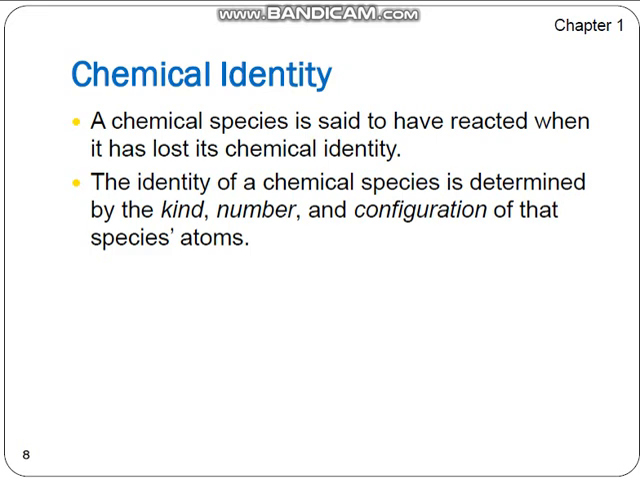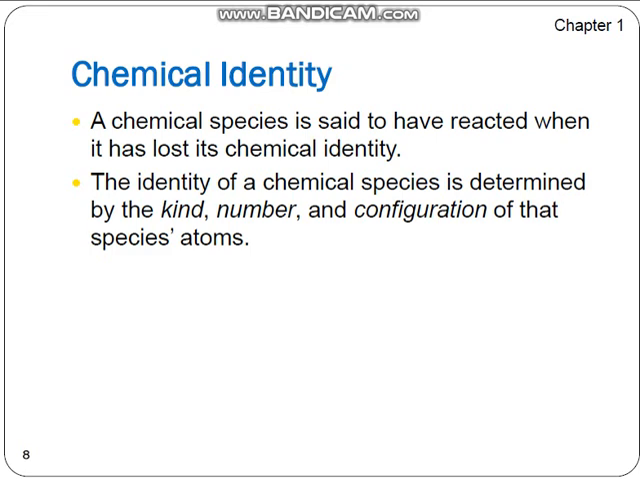Now, if we have a certain species, for example, let's say hydrogen, we have a sample of hydrogen in a cylinder. Now how do we know, after certain processes or reaction, that a chemical reaction has actually occurred? We will see what kind of atoms are present. Are they hydrogen, and what is the number of hydrogen atoms in one molecule or in that chemical species, and the configuration of those atoms.